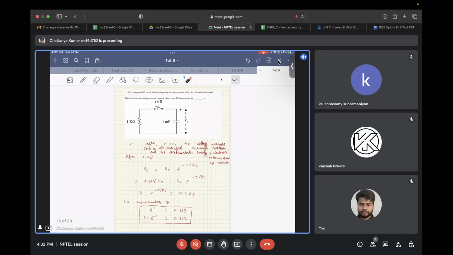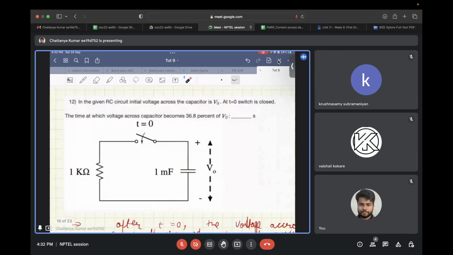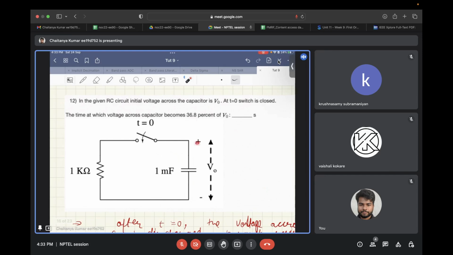Now let's move to the next question. In this question, you have been given an RC circuit with a voltage of V naught. Initially, at time t equal to zero, the switch is closed, and before t equal to zero, this capacitor is charged to a voltage V naught. At t equal to zero, after the switch is closed, it's asked at what time the voltage across this capacitor will become 36.8% of the original value.